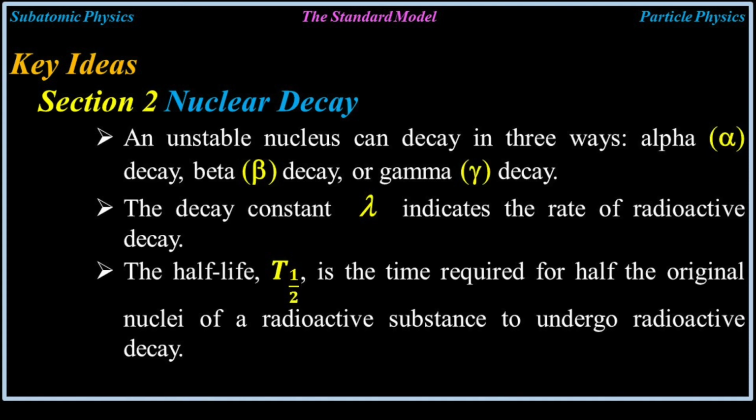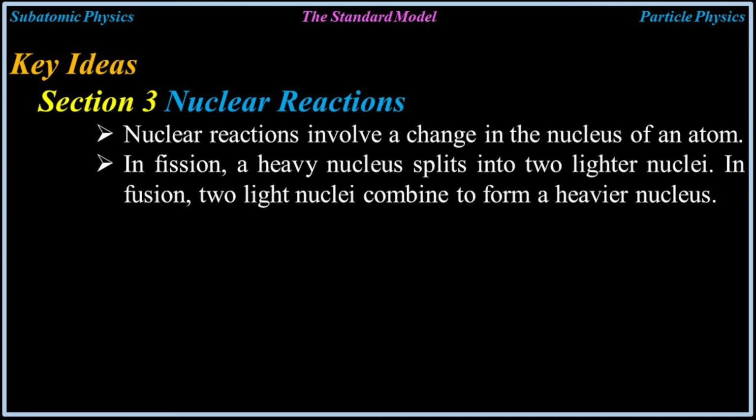Section 2, nuclear decay. The unstable nucleus can decay in 3 ways: alpha decay, beta decay, and gamma decay. The decay constant indicates the rate of radioactive decay. The half-life is the time required for half the original nuclei of a radioactive substance to undergo radioactive decay.